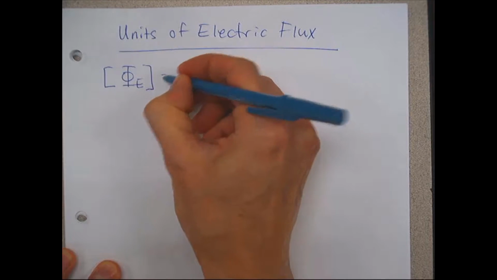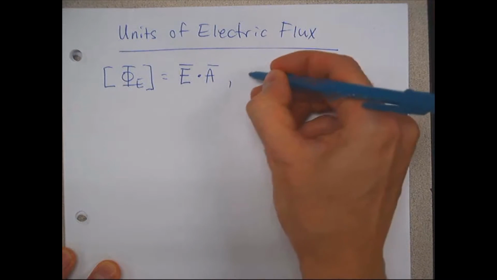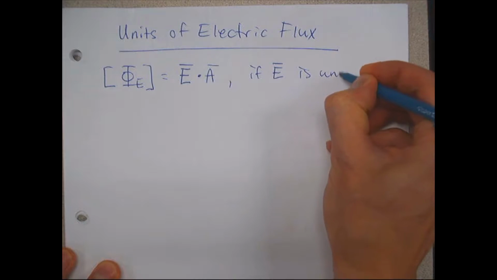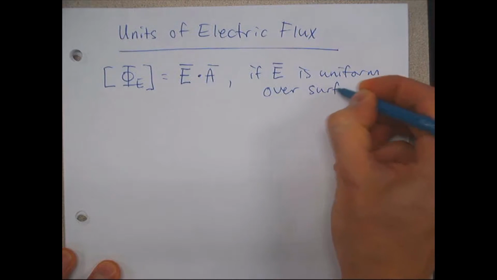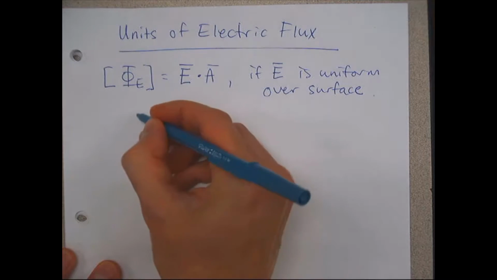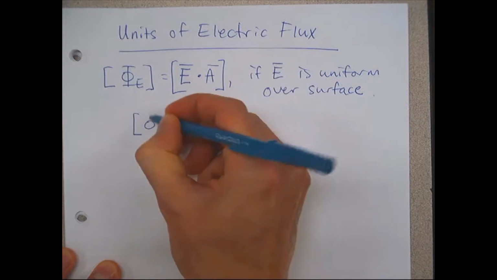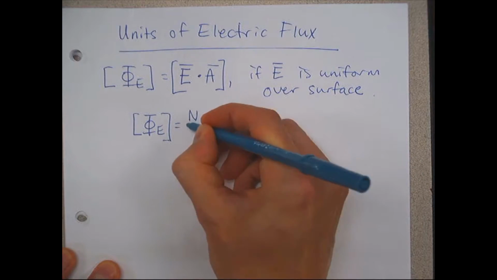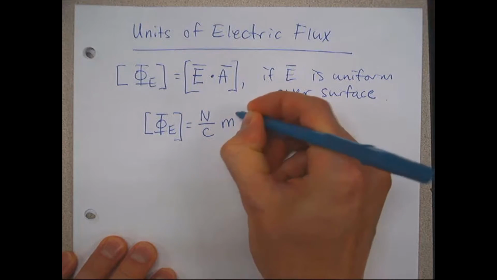You have, in general, let's say the simplest case, E dot A, if the vector electric field is uniform over your surface, then units of E dot dA are newtons per coulomb, that's our familiar unit for electric field, times meters squared.